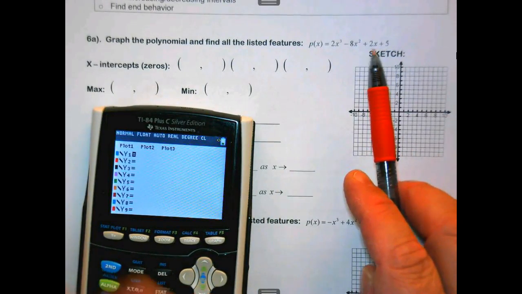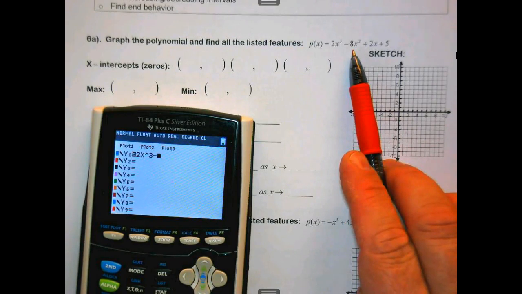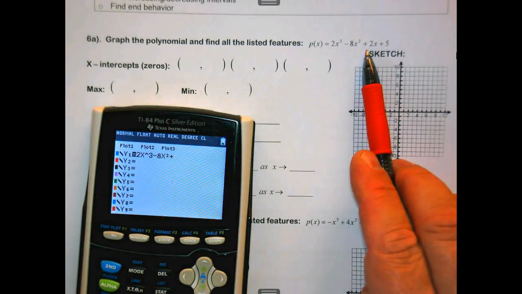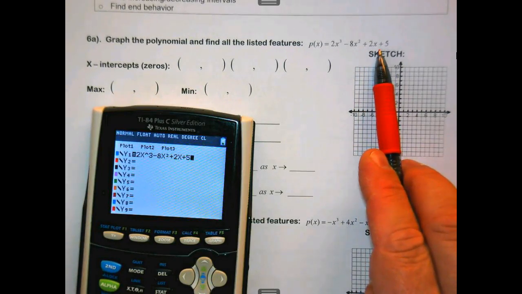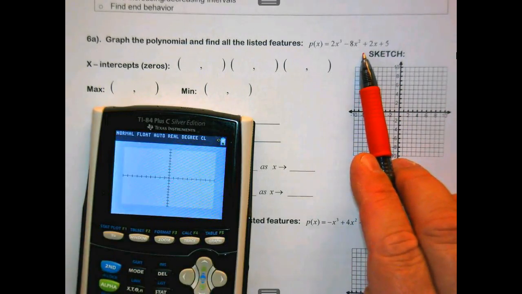So I got 2x cubed minus 8x squared plus, let's see if I not make mistakes this time, 2x plus 5, looks good, graph it.